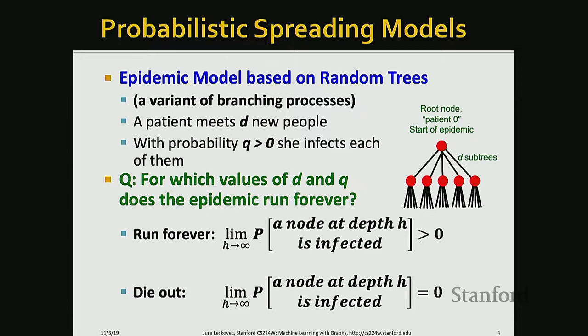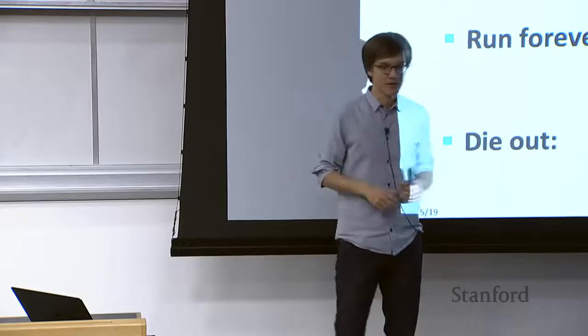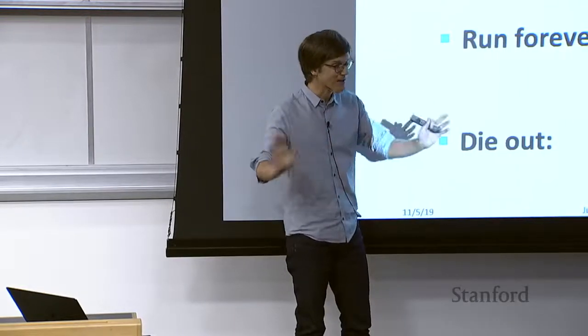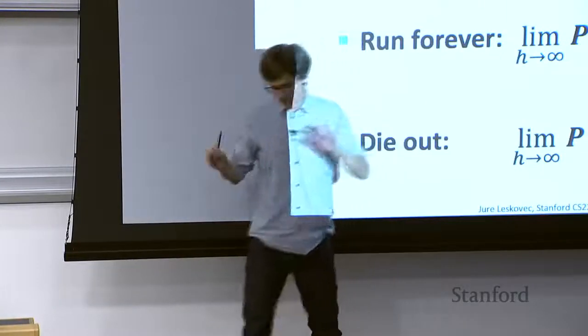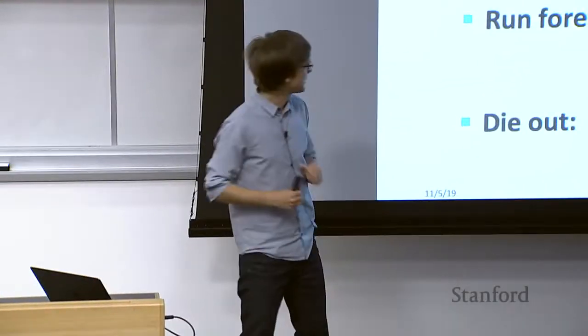Yes? Is this assuming you can be reinfected? No, it's an infinite tree. Right? Every parent gets to infect the children, and the children have nothing in common. So that's the stylized mathematical model of this. I agree, it's very simple and stylized, but it's still useful.